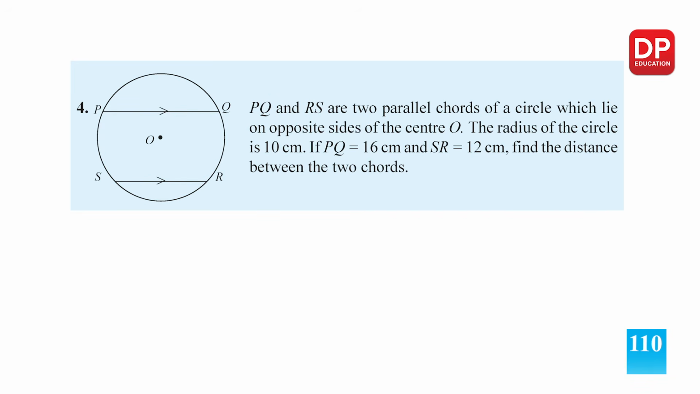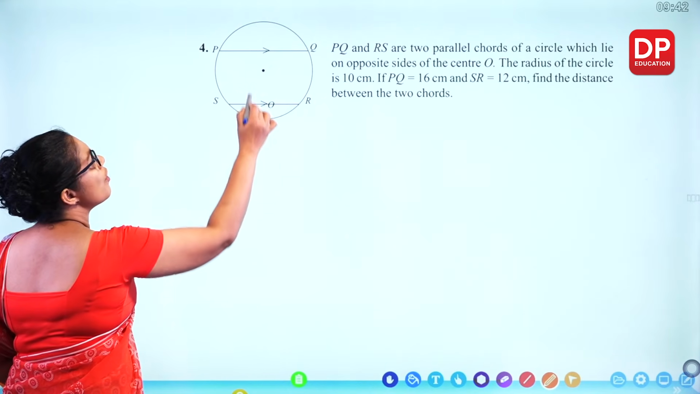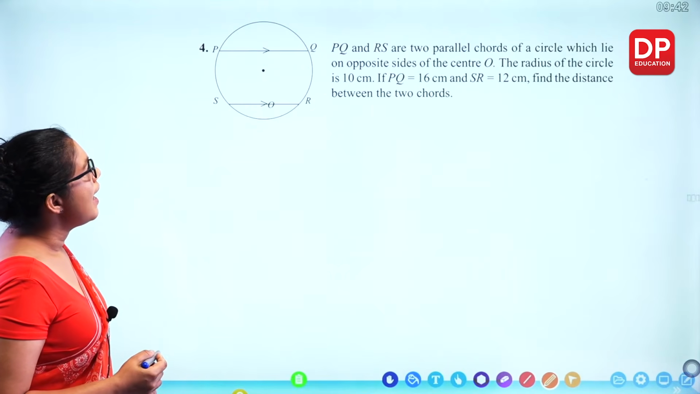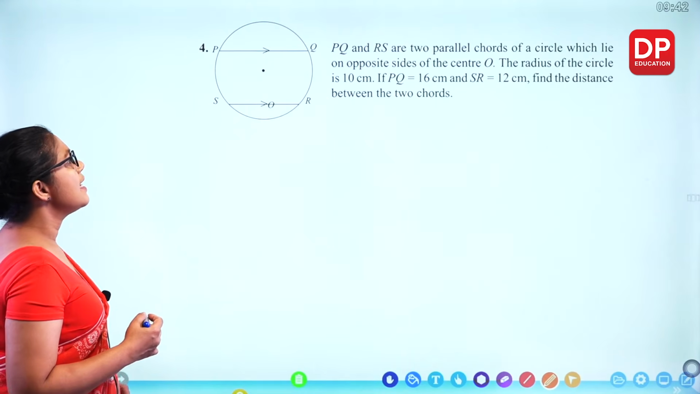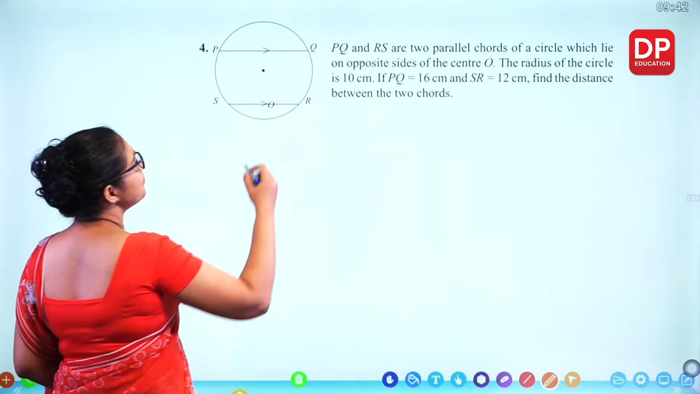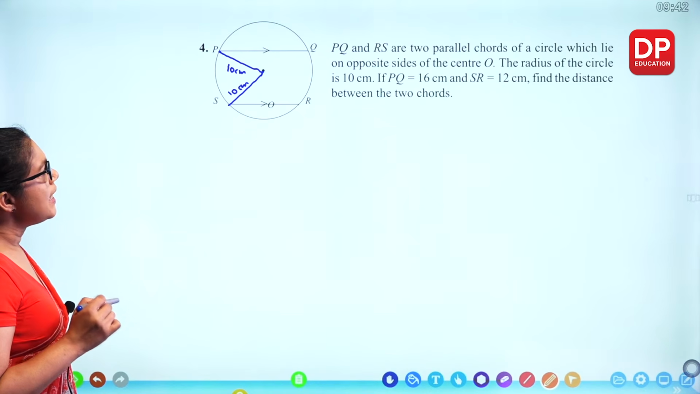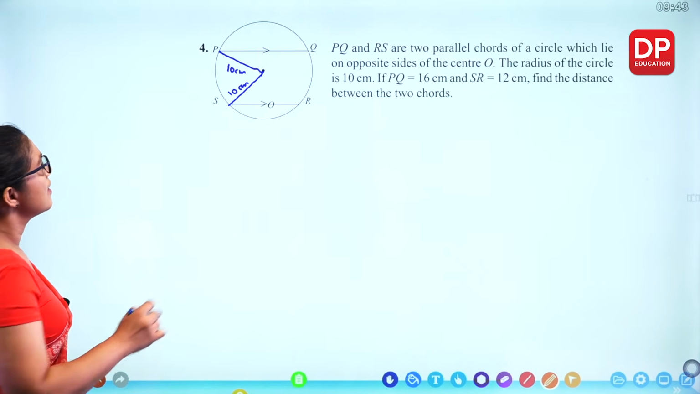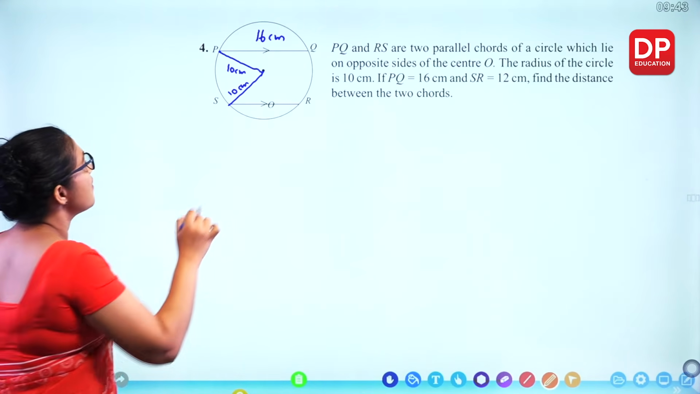Now we'll take fourth question. It says PQ and RS are two parallel chords. So it's already marked with arrows and they lie on opposite sides of the center O. The radius of the circle is 10 centimeters. So here we can write from here to here or here to here, that's the radius. So here it's given 10 centimeters. So this is 10 and this is also 10. PQ is 16. So this length is 16 and SR is 12.